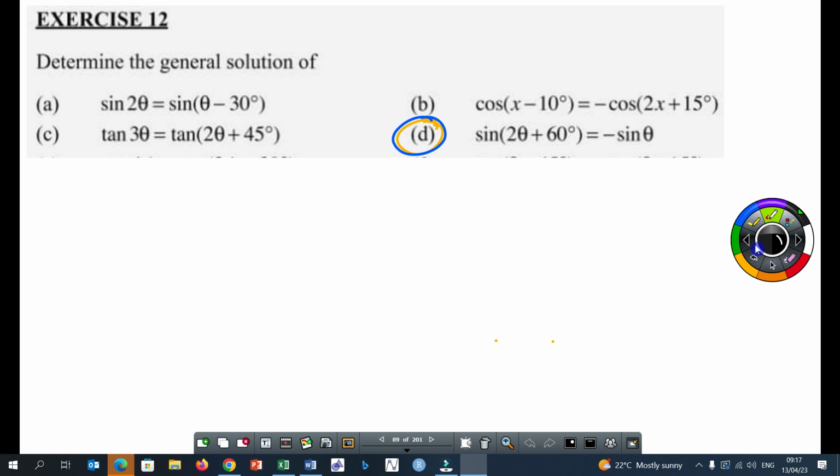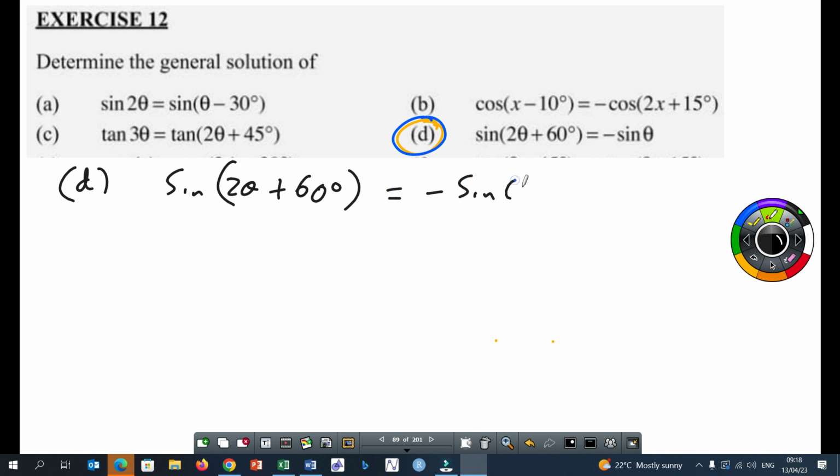All right, so with D, you have sine of (2 theta plus 60 degrees) is equal to minus sine theta, right? Now, this equation here, there are two ways of carrying on. First, you need to know that this minus tells you that our reference angle is in the second quadrant or the fourth quadrant, okay?